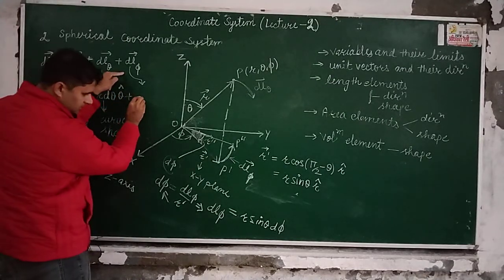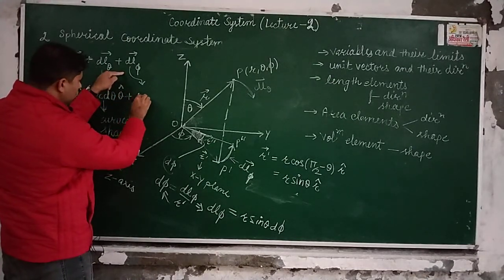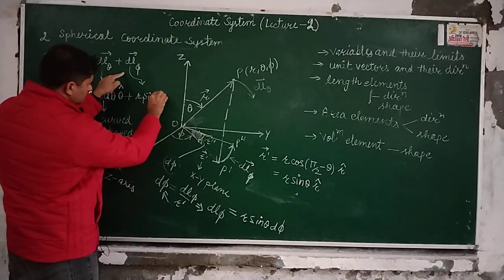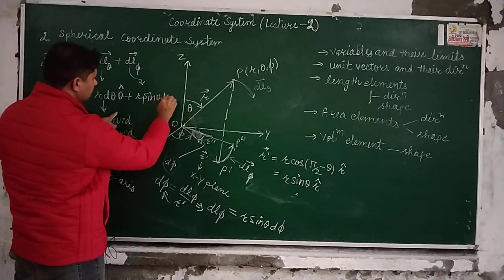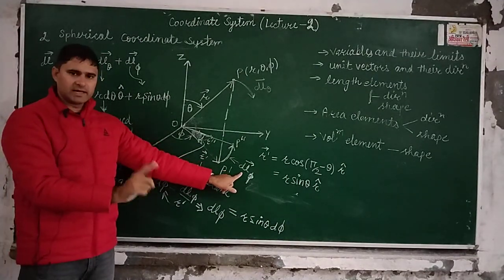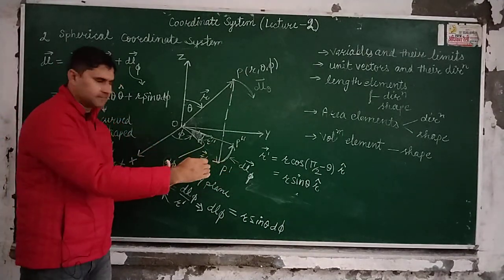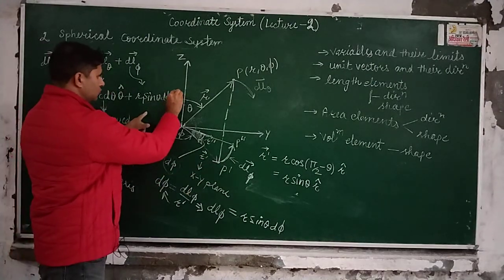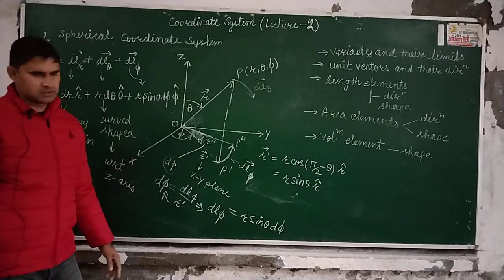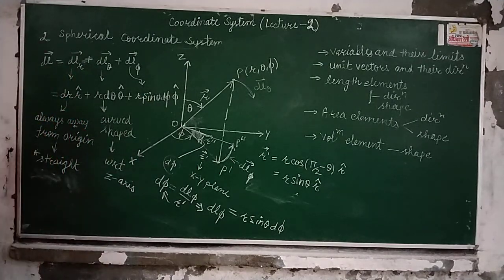Let me write it here. So this is r sin theta into d phi. This is the magnitude of the length element along the phi direction. So this is a vector quantity which is along phi cap. So I have told you how to find the length element in the spherical coordinate system.